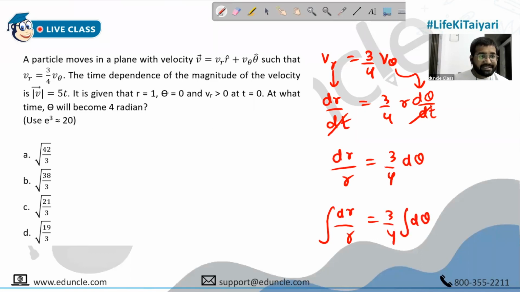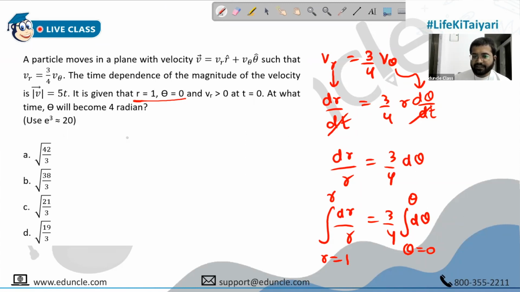Have they given us limits this time at least? Yes, they have given us. It is given that r is 1 when theta is 0. So when theta is 0, the value of r is 1. Let's say when the value of theta is theta, the value of r is r. So that way we will get a relationship between r and theta. Now we will not write constant c because we have got limits.